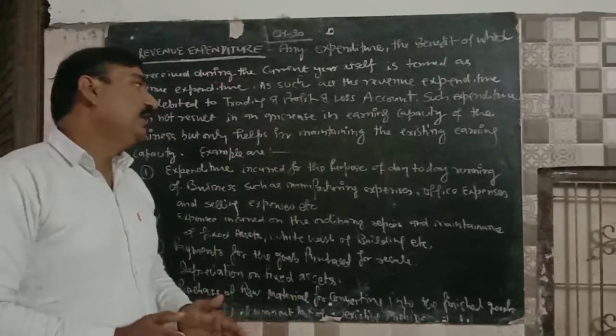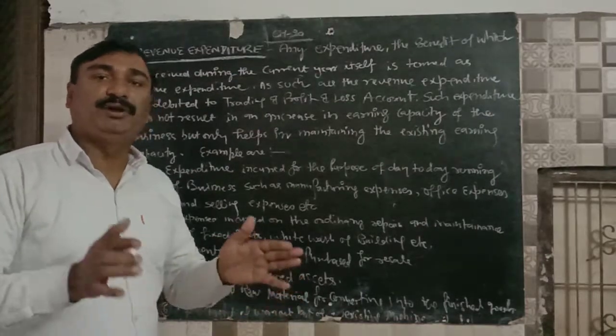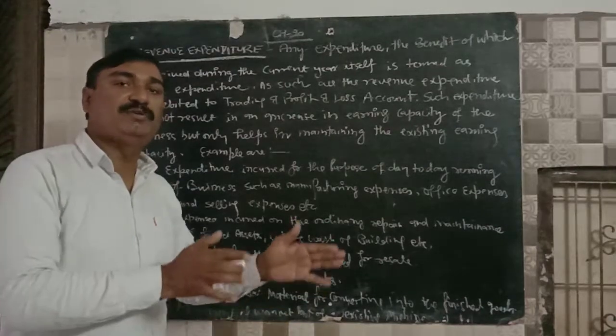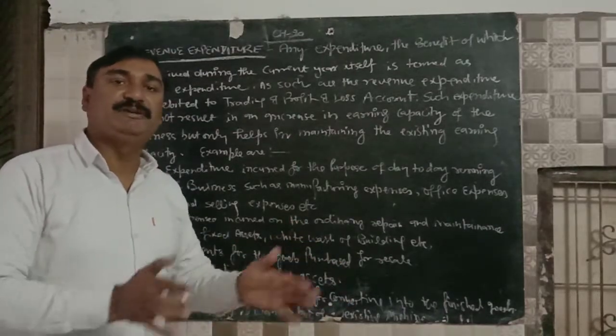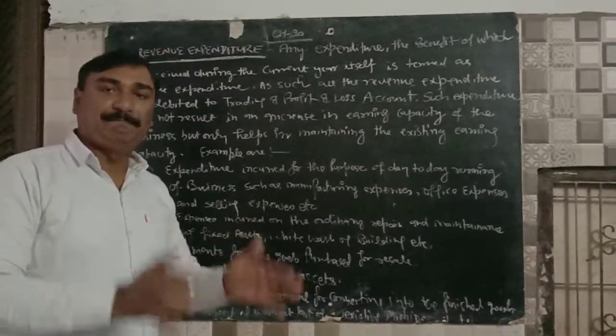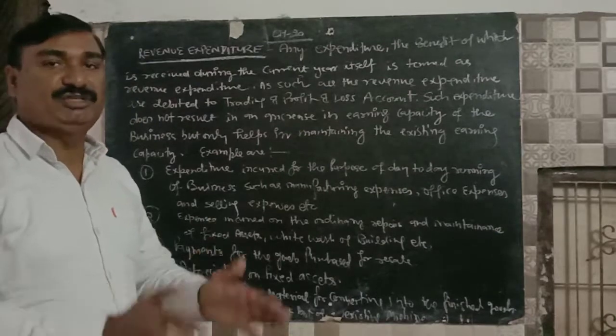My dear students, revenue expenditures are written in the debit side of trading and profit and loss accounts because it is the regular expenditure or the day-to-day expenditure of the business, so it will take place in the debit side of P&L account. So my dear, we are explaining some examples in front of you which represent the revenue expenditure.